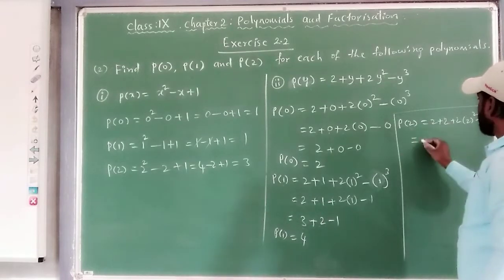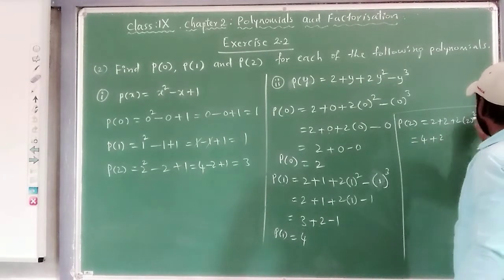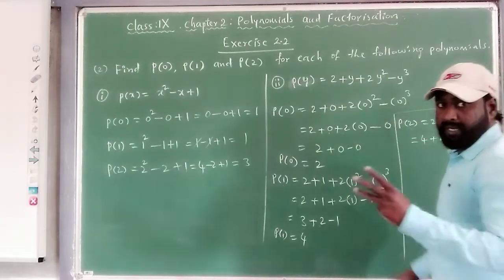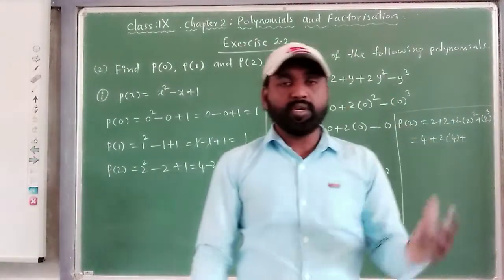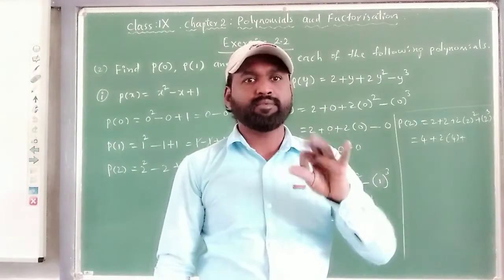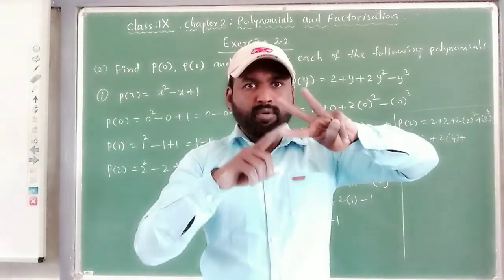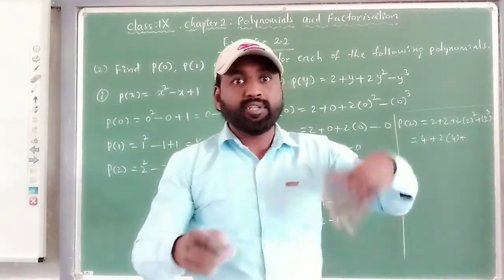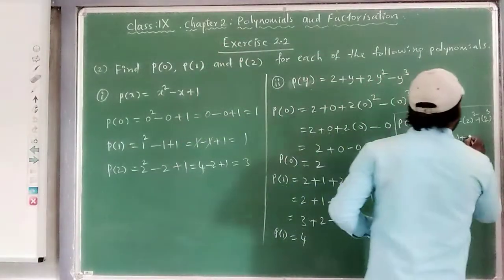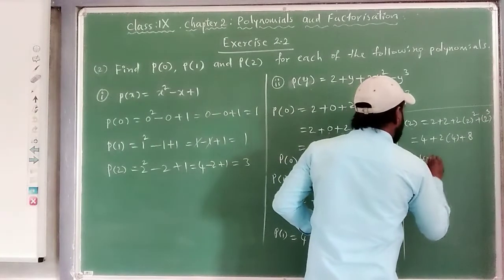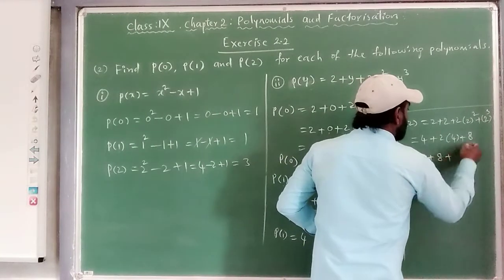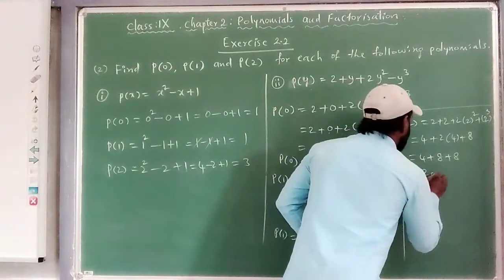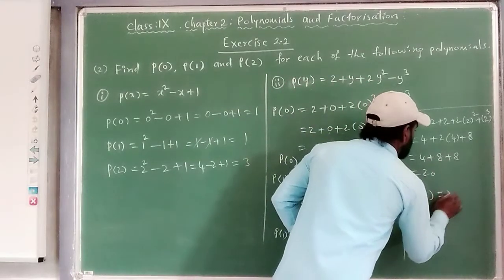See, 2 plus 2 is 4, plus 2 into 2 square is 4, minus 2 cube. 2 cube means 2 should be multiplied 3 times, so 2 into 2 into 2. 2 2s are 4, 4 2s are 8. 2 cube is how much? 8. Now put 8 here. 4 plus 2 4s are 8, and then plus 8. So 4 plus 8 is 12, 12 plus 8 is 20. That is the value of P of 2.